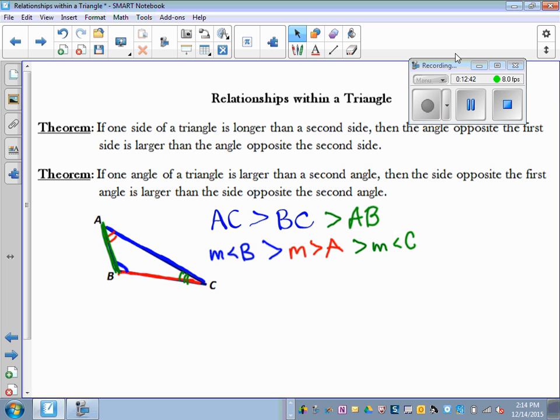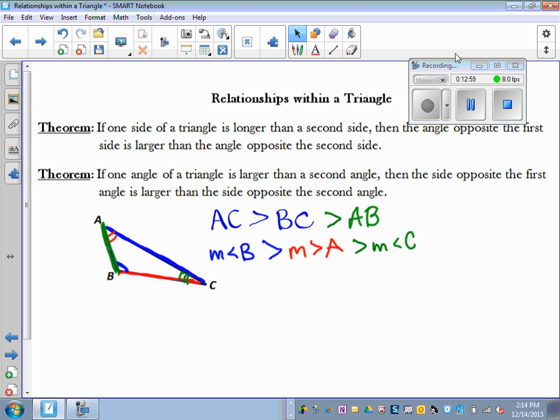So I'm starting with my bottom piece here. If measure of angle B is greater than measure of angle A, the side opposite of that, AC, is going to be larger than the side opposite of A, BC. It's just going the other direction. Yes, this is just the converse of the first one. The converse of the first one is true, thus that's a theorem by itself.